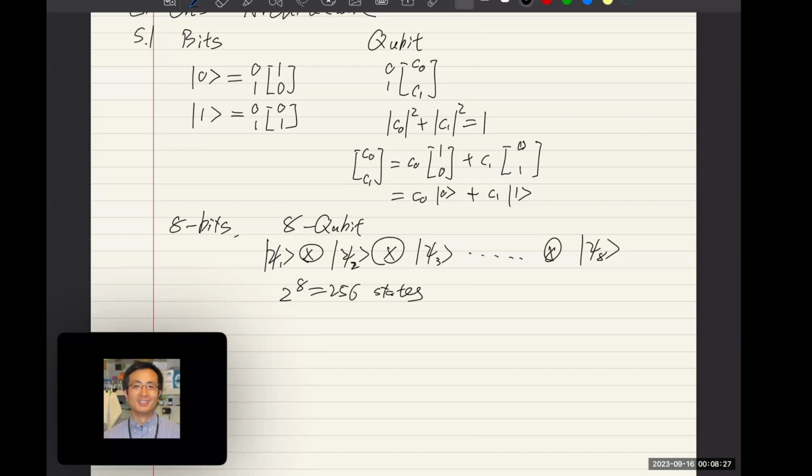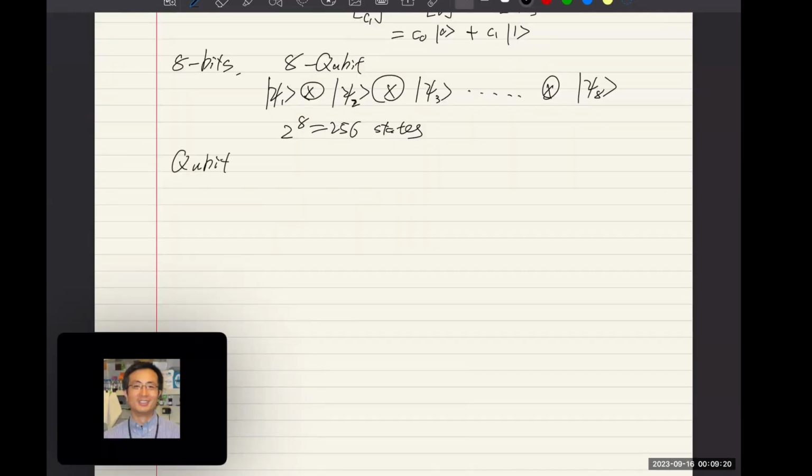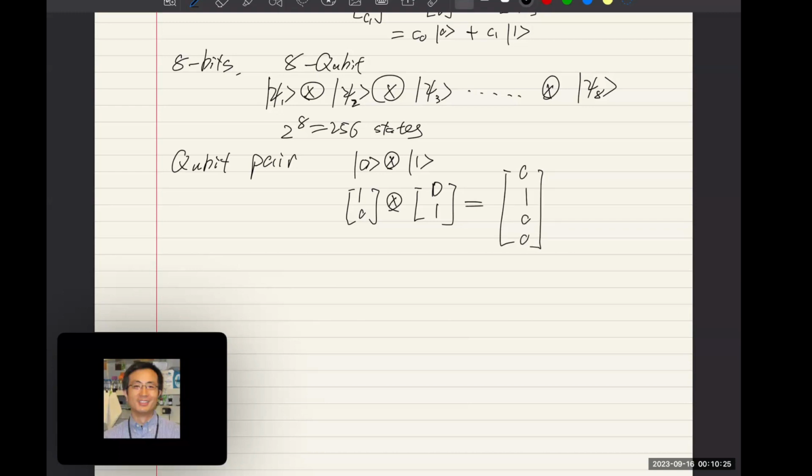Tensor product. A book actually gave an example: let's say for a qubit pair, it can be ket zero entangled with ket one, and this is a two-qubit tensor product. Remember, 0 is [1, 0] and 1 is [0, 1], and that will be the tensor product of ket 0 and ket 1.